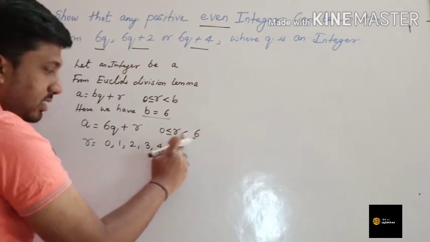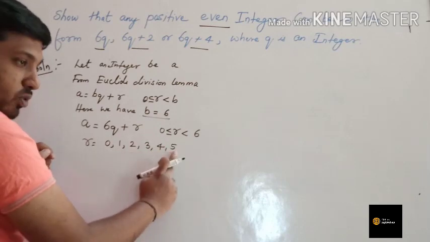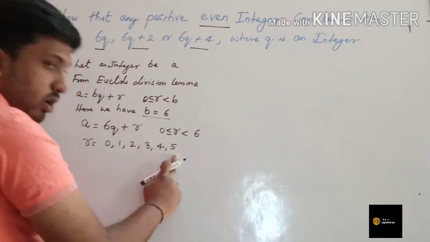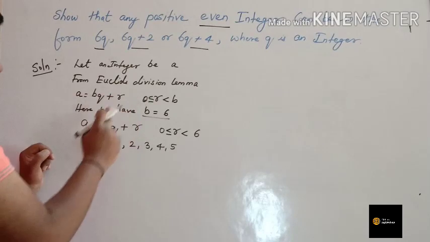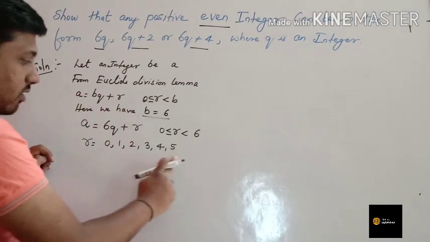So it is less than 6. Here there is no equal sign, so it should be below 6. So I am going to consider up to 5. These are the possibilities of the remainders when we divide a number by 6. Now here I am dividing a by 6, so I will be getting all these things.